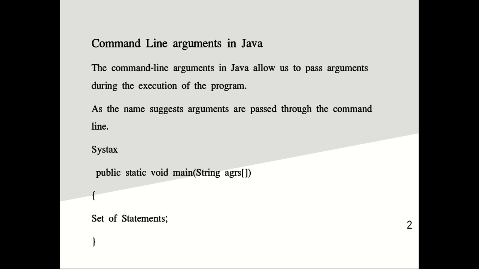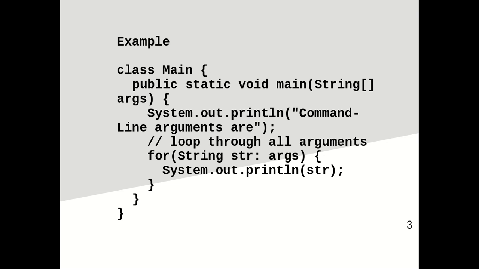So let's discuss an example. Here we define the class Main, then we define the main method, public static void main(String[] args), where args is an array of string type. Then we write System.out.println, command line arguments are.